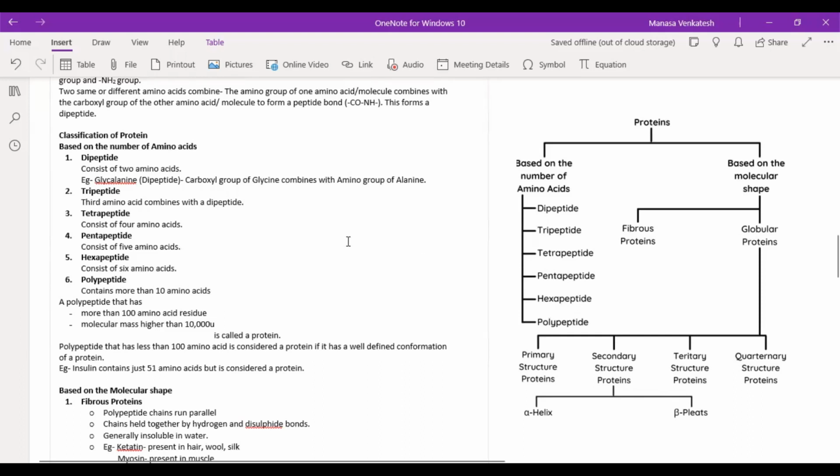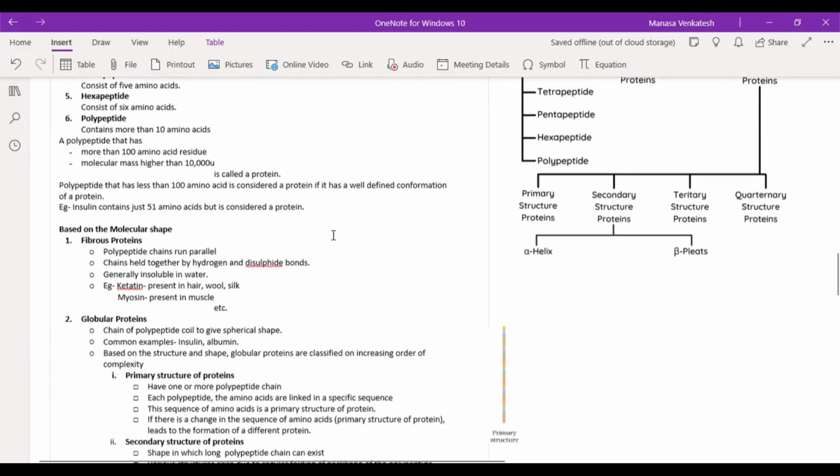Now, a polypeptide which has more than 100 amino acids and a molecular mass of more than 10,000 atomic mass units is a protein. There are certain cases like insulin, where the molecule consists of just 51 amino acids, but it has a very well-defined conformation, and because of this it is considered a protein.